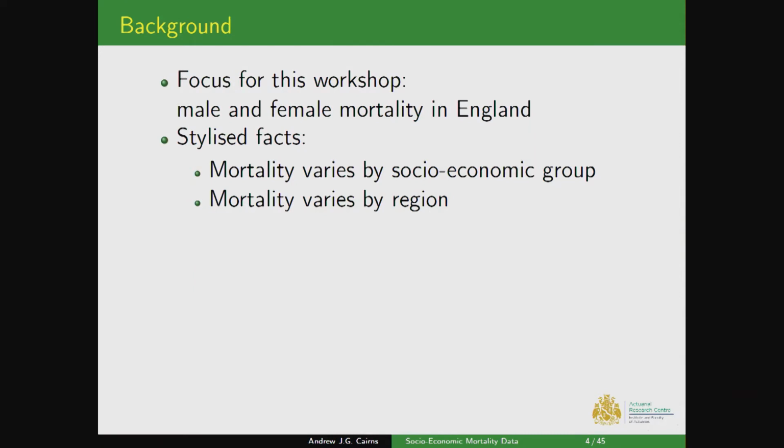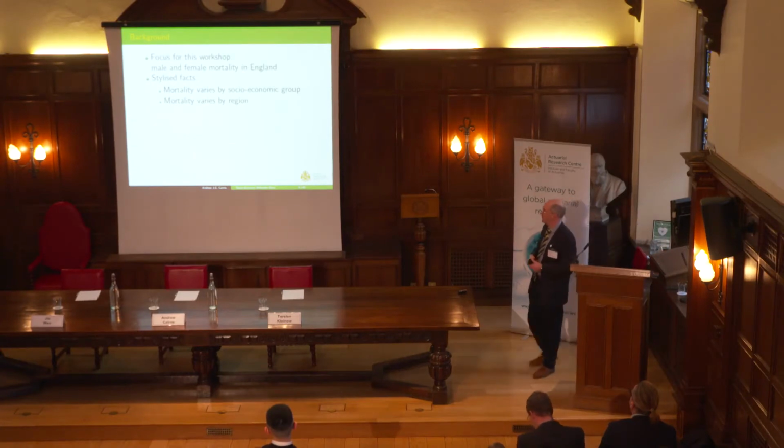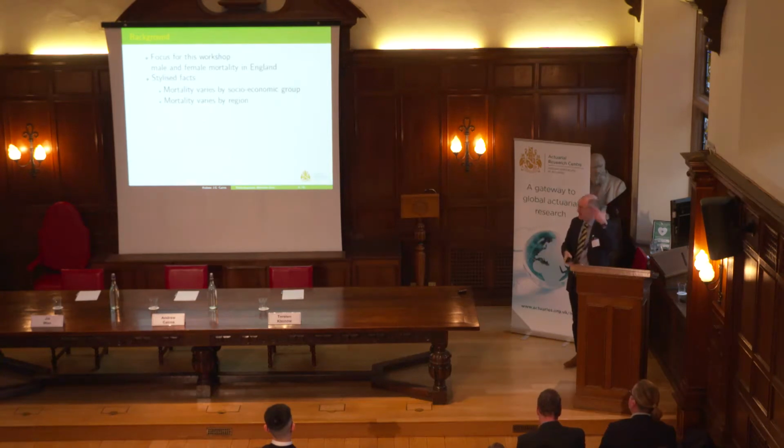And just as a starter for 10, so to speak, as we all know, mortality varies by socioeconomic group. So some groups in the population tend to have rather higher mortality rates, so the poorer parts of the population, and then the wealthier groups within the population, the better educated groups, tend to have lower mortality. And then we also know that mortality varies by region, so as again a slightly stylized fact, there tends to be higher mortality in the north of England compared to the south of England.